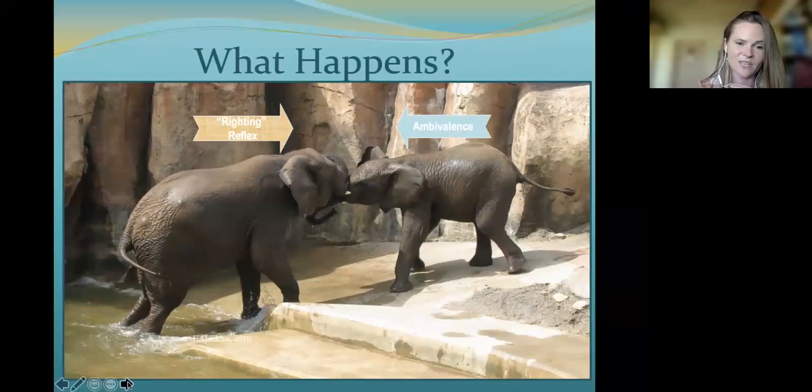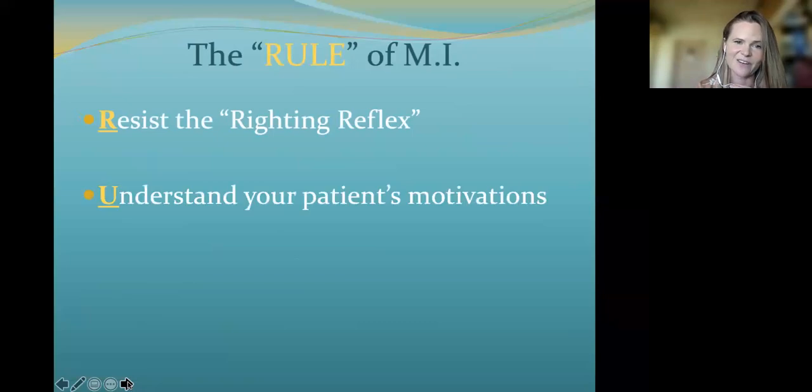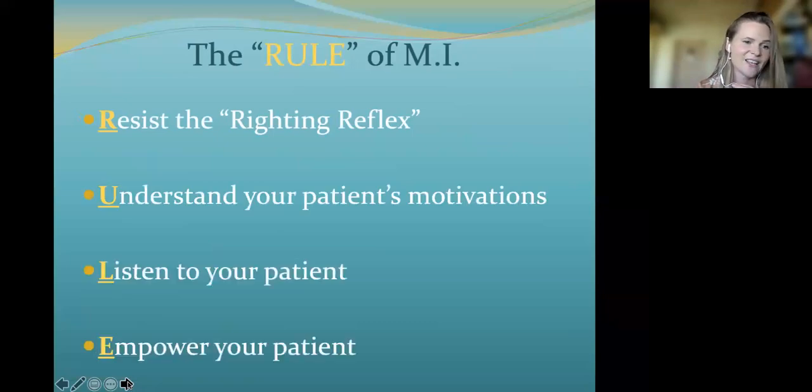So what can we do to counter the righting reflex? We have a handy acronym in MI called the RULE. The first part is literally just awareness. So R is resist the righting reflex, recognize that it's there, it's very seductive, it's human nature, resist it. Move to the other side. It's sort of the positive opposite idea.